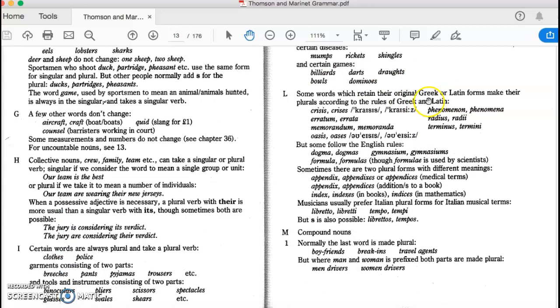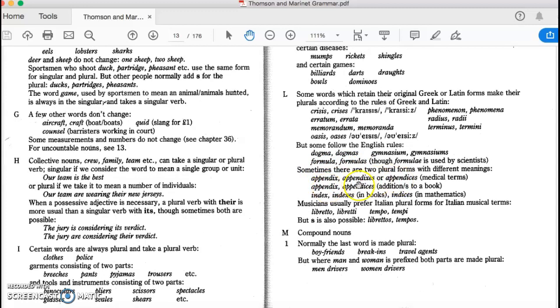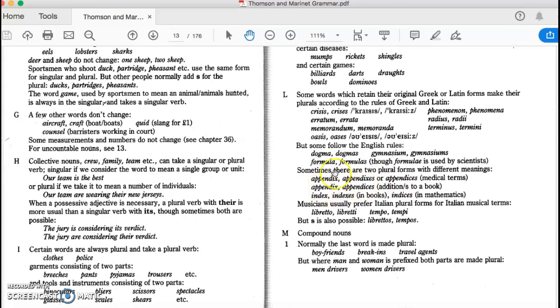Some words that are Greek or Latin in origin keep the rule for plural in the Greek or Latin. You say crisis, crises, erratum, errata, memorandum, memoranda, curriculum, curricula, phenomenon, phenomena. Some follow English rules such as dogma or dogmas, formula, formulas, and some have different forms with different usages. You can see them here.